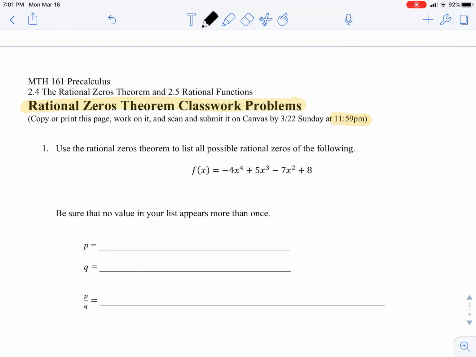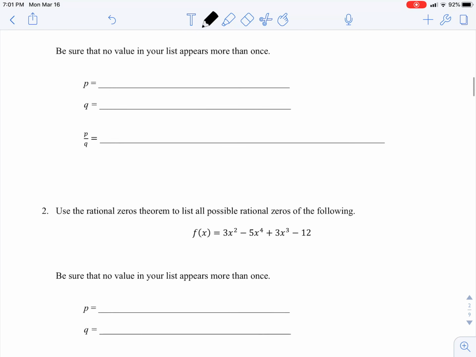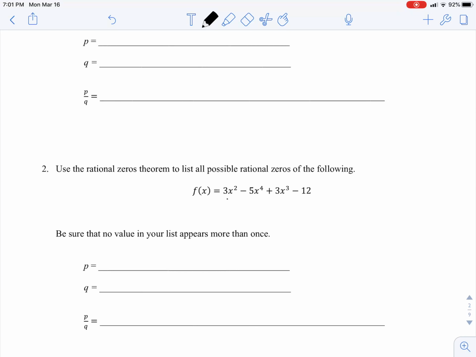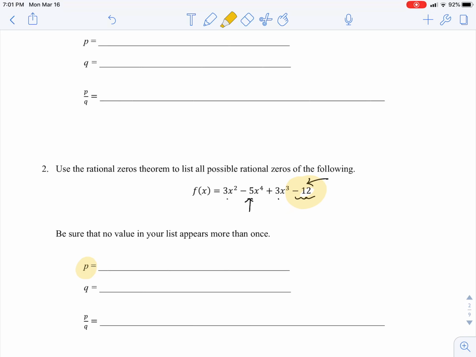I have 2 problems for you. F of x, everything is in standard form, so you don't have to worry about rewriting it. Give me P's, Q's, and P over Q's, okay? Now, number 2. Ooh, I scrambled it. You can see, what is the leading coefficient here? Leading coefficient is not 3. Leading coefficient is -5, right? And the constant is going to be -12. So this -12 is going to give you all the P values. Well, you have to find all the numbers that divide 12. And you have to find all the numbers that divide -5 for the Q's.